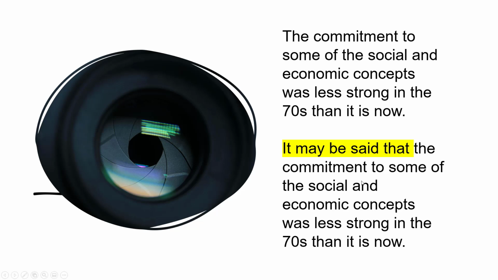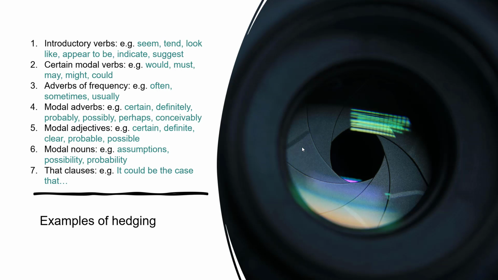Now, the difference here is that in the second sentence, the writer has used hedging because maybe we can't be so sure that the commitment was less strong. So we hedge, which means we add a sort of vague language, or cautious language, maybe that's a better term than vague, to signal to the reader that this isn't something that is 100% certain.